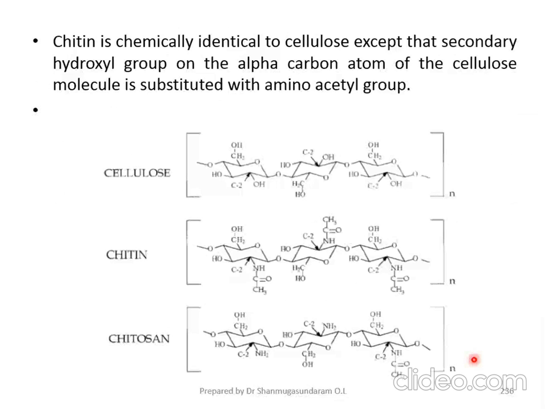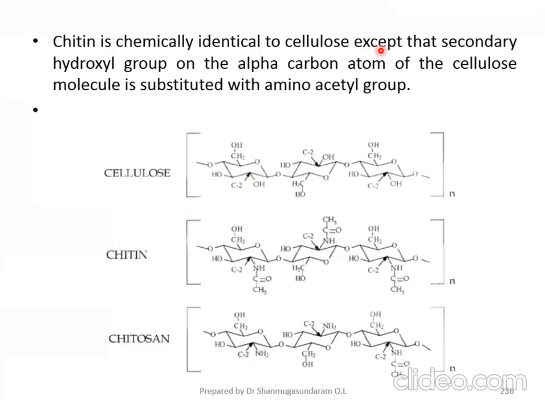Okay. So please look at the slide. This is the chemical structure of your cellulose. This is the chemical structure of your chitin polymer. Then this is the chemical structure of your chitosan. Please look at this figure and note the difference. What is the difference? Chitin is chemically identical to cellulose. If you look at the figures, all three chemical structures are identical. Identical in the sense same.